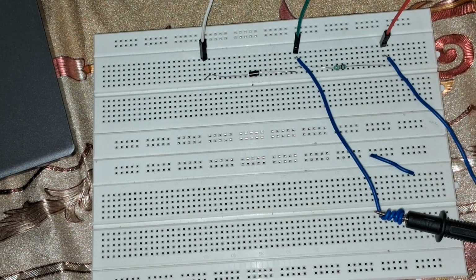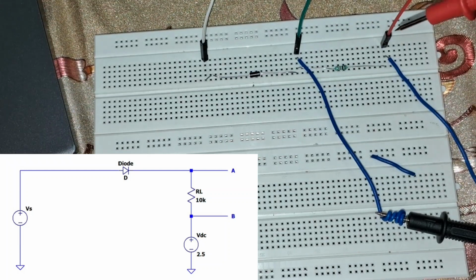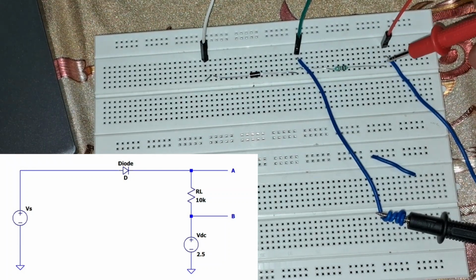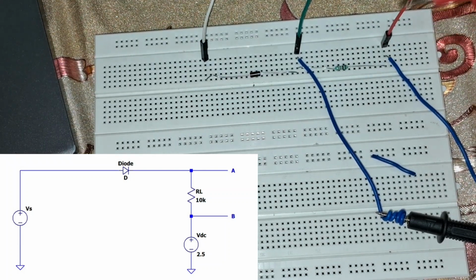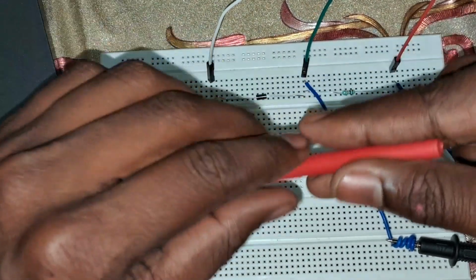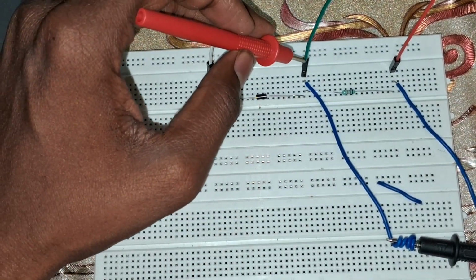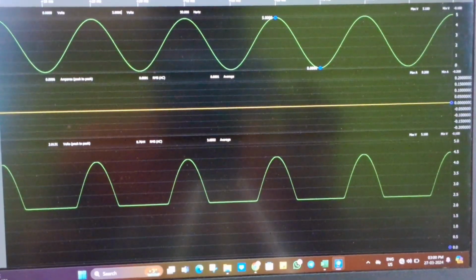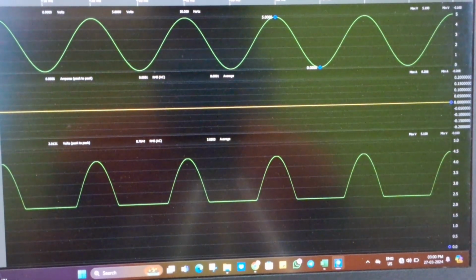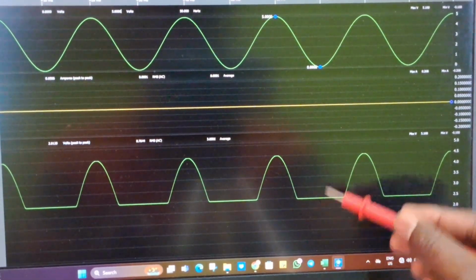For the half wave rectifier, I built this circuit as per the circuit diagram. At the top point of this resistor, I gave 2.5 volt supply instead of ground, and channel A has been connected from this point, and channel B, with the help of this, we can measure the waveform. So here you can see when I am giving the input sine wave with 50 Hz frequency, I am getting this rectified wave from channel B.